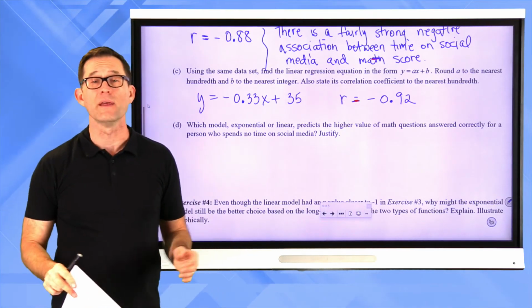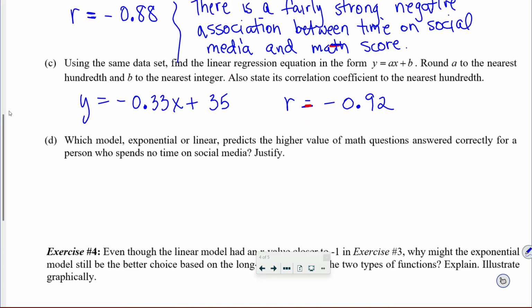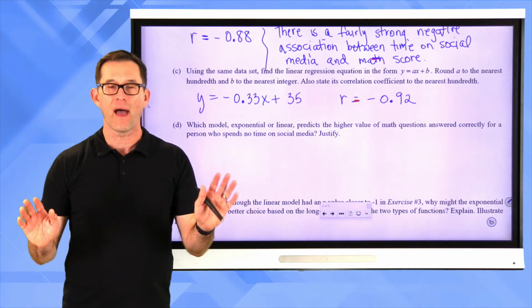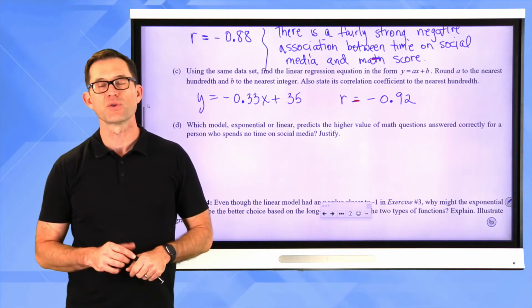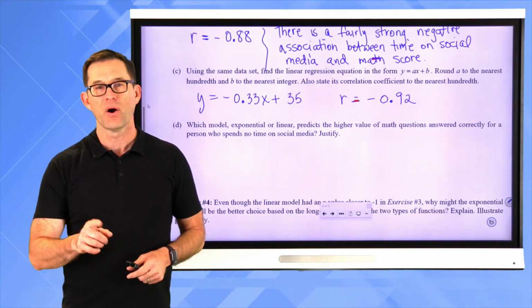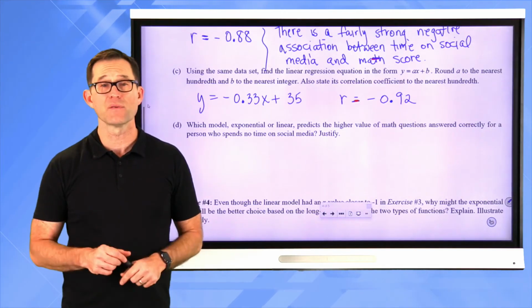Okay, letter D. Which model, exponential or linear, predicts the higher value of math questions answered correctly for a person who spends no time on social media? Justify. So if somebody didn't spend any time on social media at all, which of the two models would predict the higher score on the math test? Pause the video now and answer this question.